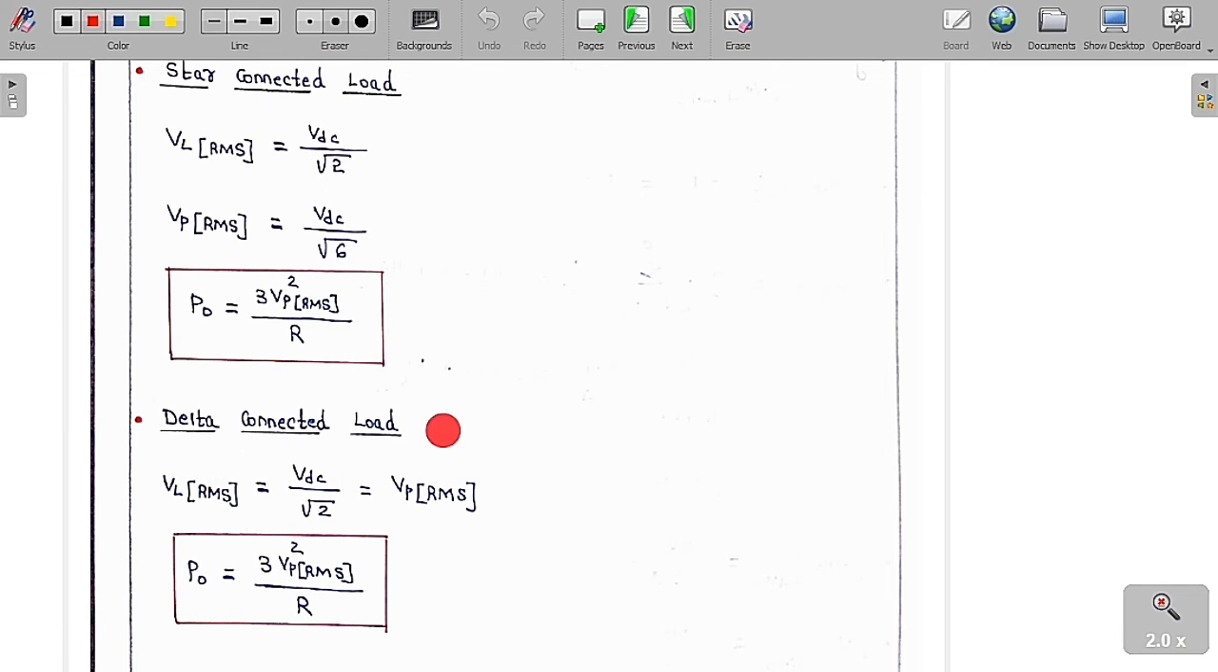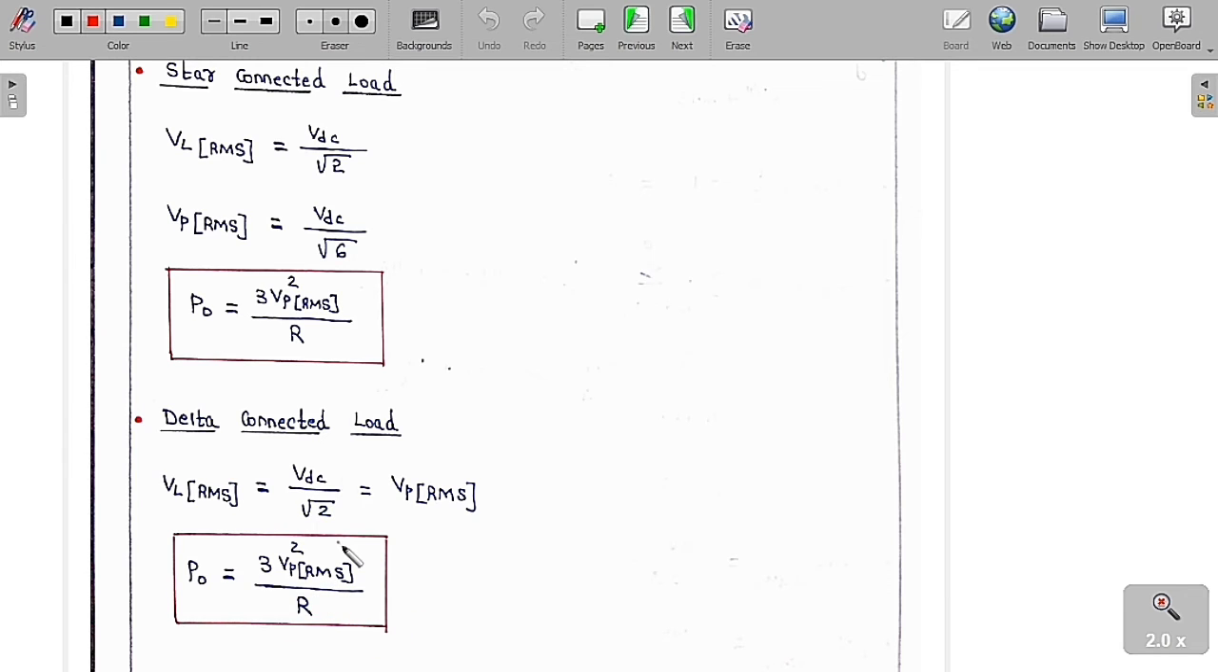Similarly, for delta connected load, we try to convert in terms of star connected load and apply these basic formulas. Otherwise, we keep it as delta connected load, in which the line voltage is equal to the phase voltage RMS value. Therefore, the line voltage RMS is equal to the phase voltage RMS, which is equal to VDC by root 2. Substitute here: the average power consumed by the load is equal to 3 into V phase RMS whole square by R. So V phase RMS is equal to VA RMS. Substitute here, and we get the value of the solution.